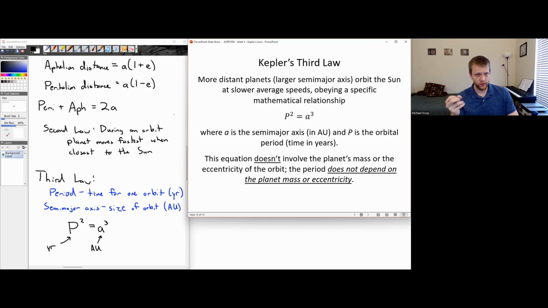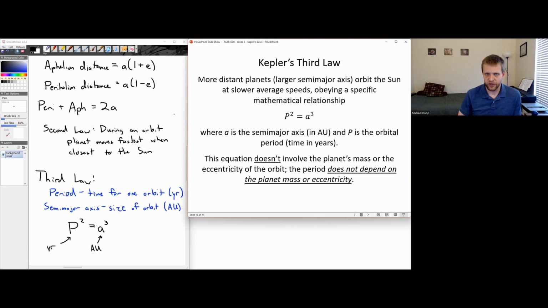But if we're assuming we're looking inside of our solar system, notice that this equation does not involve the planet's mass, and it doesn't involve the eccentricity of the orbit. So at least according to this equation, the period does not depend on either the planet's mass or the eccentricity of the orbit. I don't care if we have a very circular orbit or a very, very eccentric orbit. If the semi-major axis is the same, according to this equation, the period of motion for that orbit will be exactly the same.